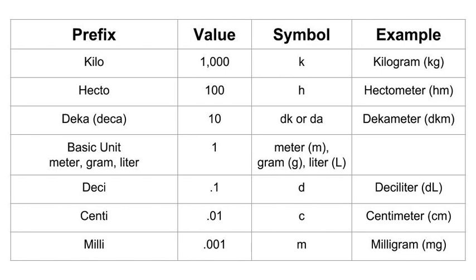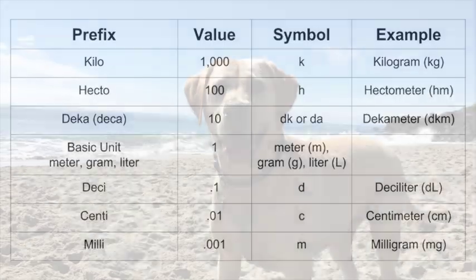For example, if I was trying to measure a very small distance or object, I would use milli, but then I would also use meter since I'm measuring length. Milli represents a very small unit, whereas kilo represents a very large unit. We will always use the metric system in science.